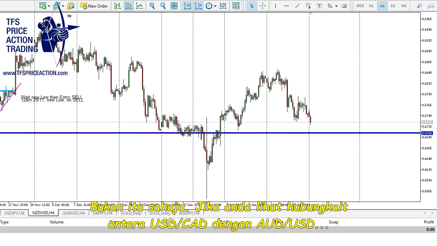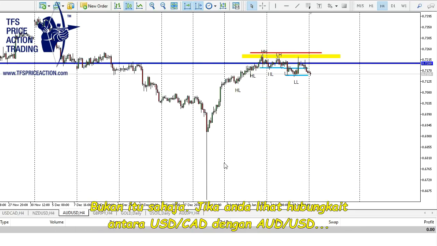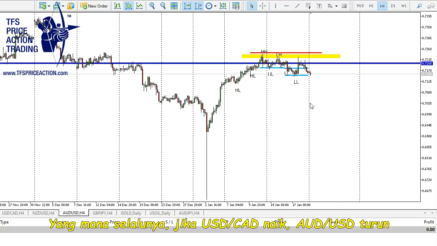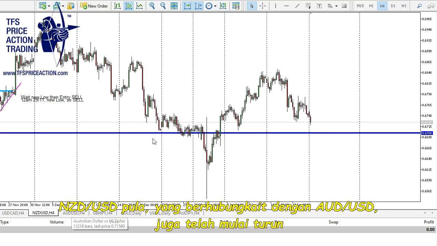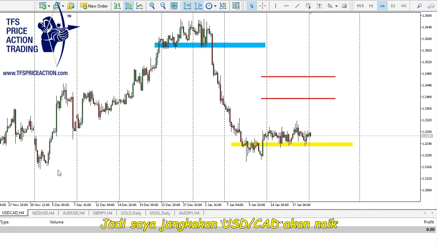Not only that, if you see the correlation between AUD USD, which usually when USD CAD goes up, AUD USD goes down. So the AUD USD has been going down steadily. NZD USD, which is correlated to AUD USD, has also started to fall. So I'm expecting USD Canadian dollar to rise up.